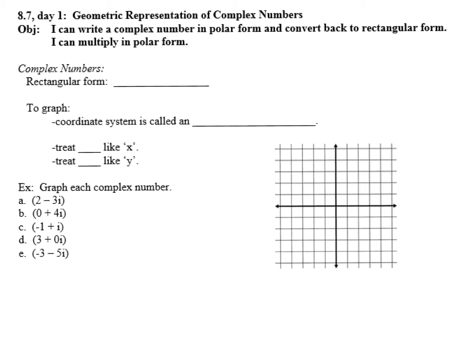All right, here's 8-7, day 1. We're going to look at complex numbers in what we call trig form, or a geometric representation. Basically, all we're really after is I want you to keep practicing with kind of the same form as polar coordinates. We're just going to do it in a slightly different way. This way would be the context of complex numbers.